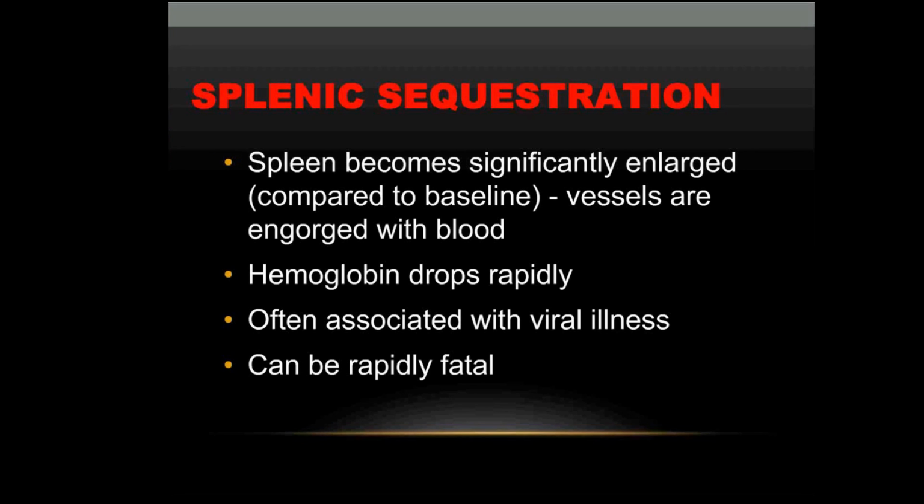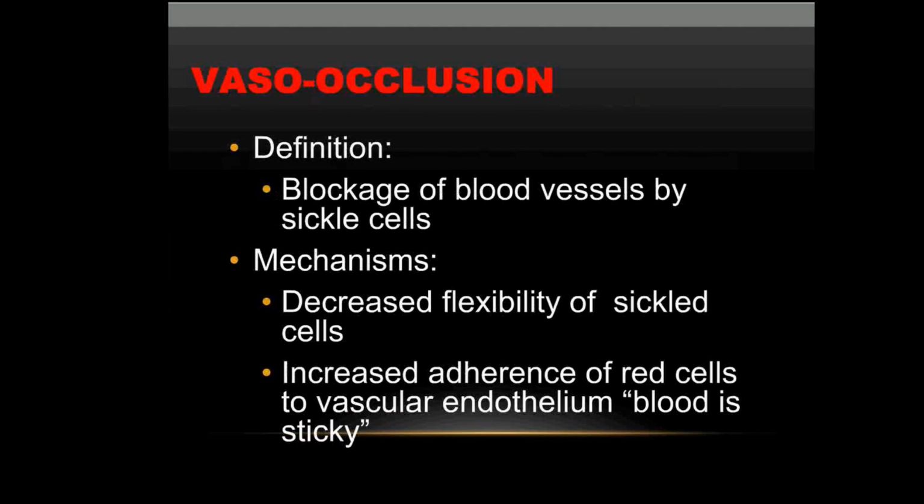Another thing with splenic sequestration, which can continue into this age group: the spleen becomes significantly enlarged versus baseline, and the vessels are engorged with blood. You have a rapid drop in the hemoglobin. It's often associated with viral illness, and it can be rapidly fatal.